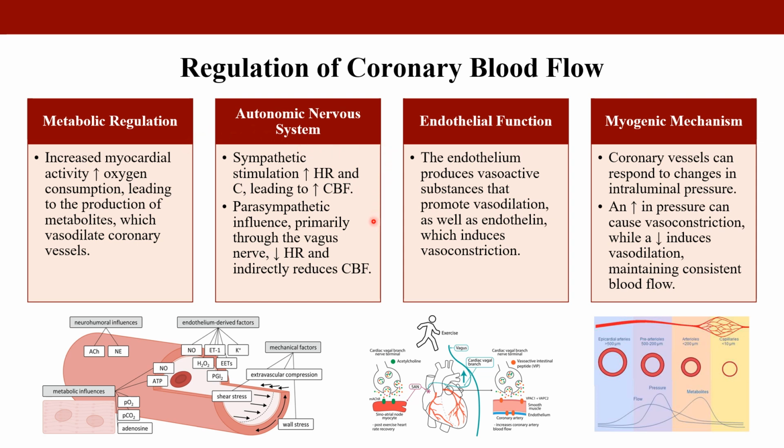Sympathetic stimulation increases heart rate and contractility, leading to increased coronary blood flow. Parasympathetic influence, primarily through the vagus nerve, decreases heart rate and indirectly reduces coronary blood flow. 3. Endothelial function. The endothelium produces vasoactive substances like nitric oxide, NO, and prostacyclin that promote vasodilation, as well as endothelin, which induces vasoconstriction. 4. Myogenic mechanism. Coronary vessels can respond to changes in intraluminal pressure. An increase in pressure can cause vasoconstriction, while a decrease induces vasodilation, maintaining consistent blood flow.